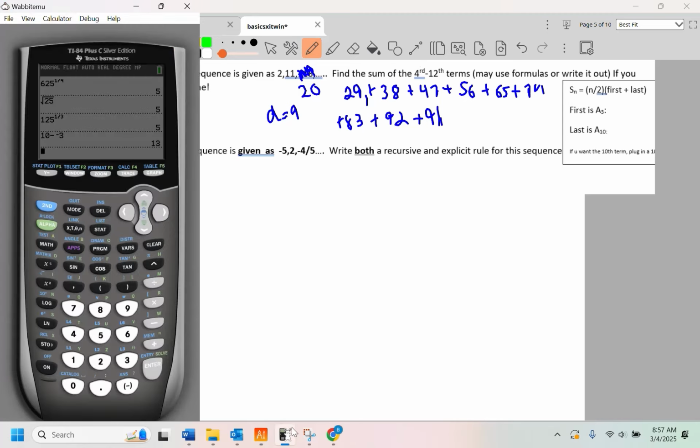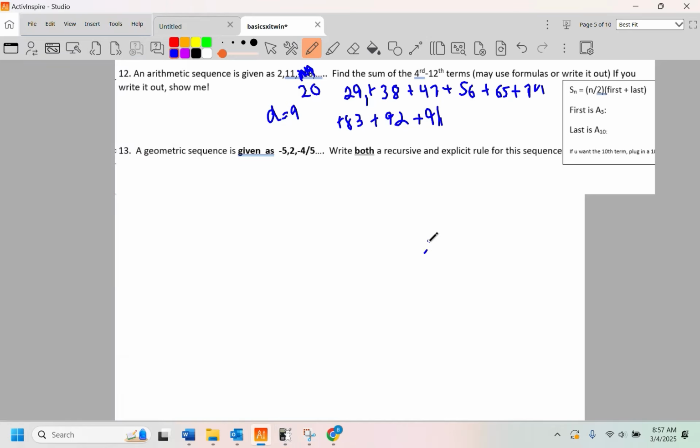And then I go push buttons in a calculator. Now I'm not going to push these buttons. This is what I think y'all should do. Probably about 9 or 10 of you are where you really need to be, and you're going to be thinking about formulas. So let's find n. It's 12 minus 4, add 1 back. 12 minus 4 is 8, add 1 back, you get 9.